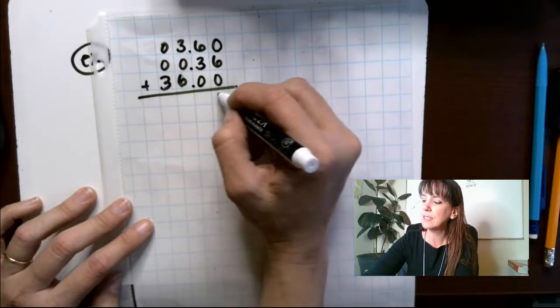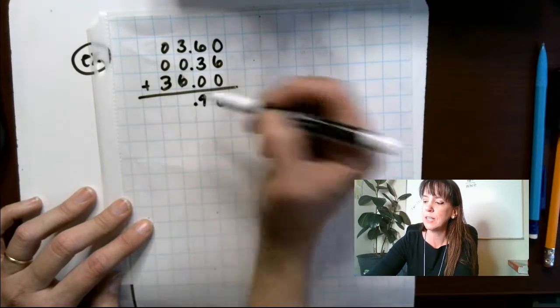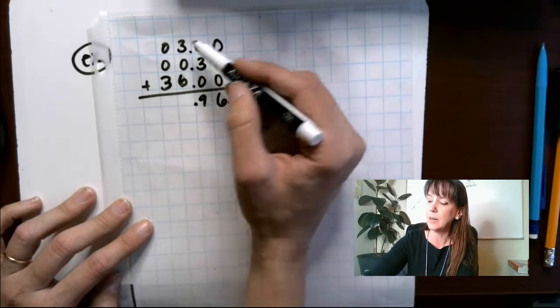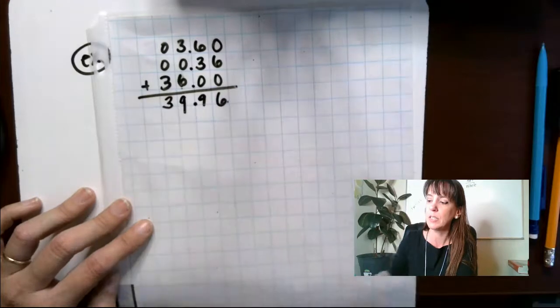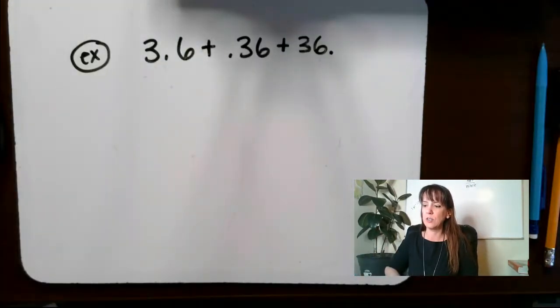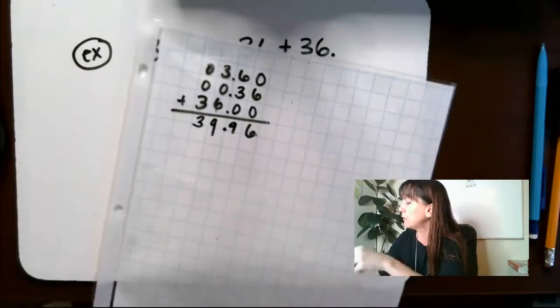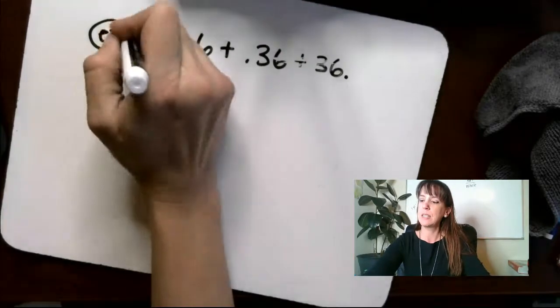When we do that, we get 6 over here. 6 plus 3 is 9. We bring our decimal down because again, you want to make sure those are all nice and lined up. 3 and 6 is 9. 0 and 3 is 3. So you should get 39 and 96 hundredths. This is going to be the same idea for subtracting. So for example, that was example 1.